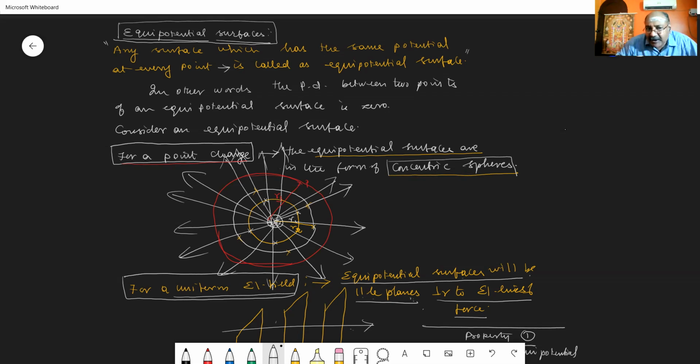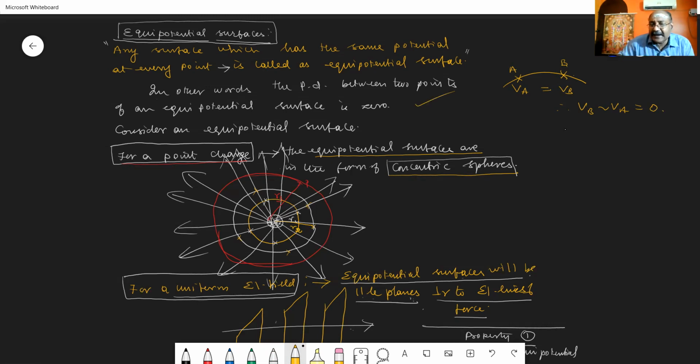We can consider the equipotential surface in some other way also. In other words, we can say that the potential difference between 2 points on the equipotential surface is zero, because on a surface at all points we have the same potential. So let us consider this point as A and this point as B. Potential at A is VA and potential at B is VB. Both are equal on this surface. So the difference VB minus VA, since both are equal, is equal to zero. This is the second definition.